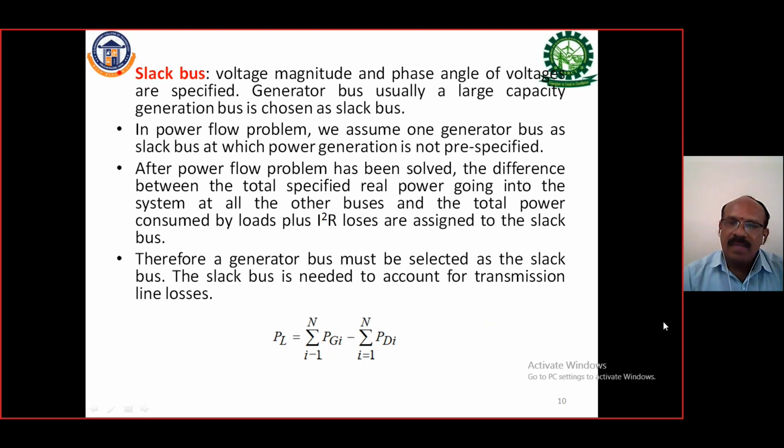Actually, a slack bus is generally taken as a generator bus. In this bus, we do not know the real power generation and reactive power. So in the slack bus, we should know the voltage and the voltage angle. The generation power compensates for the transmission losses, and any sudden loss of generation can be compensated by using the slack bus.